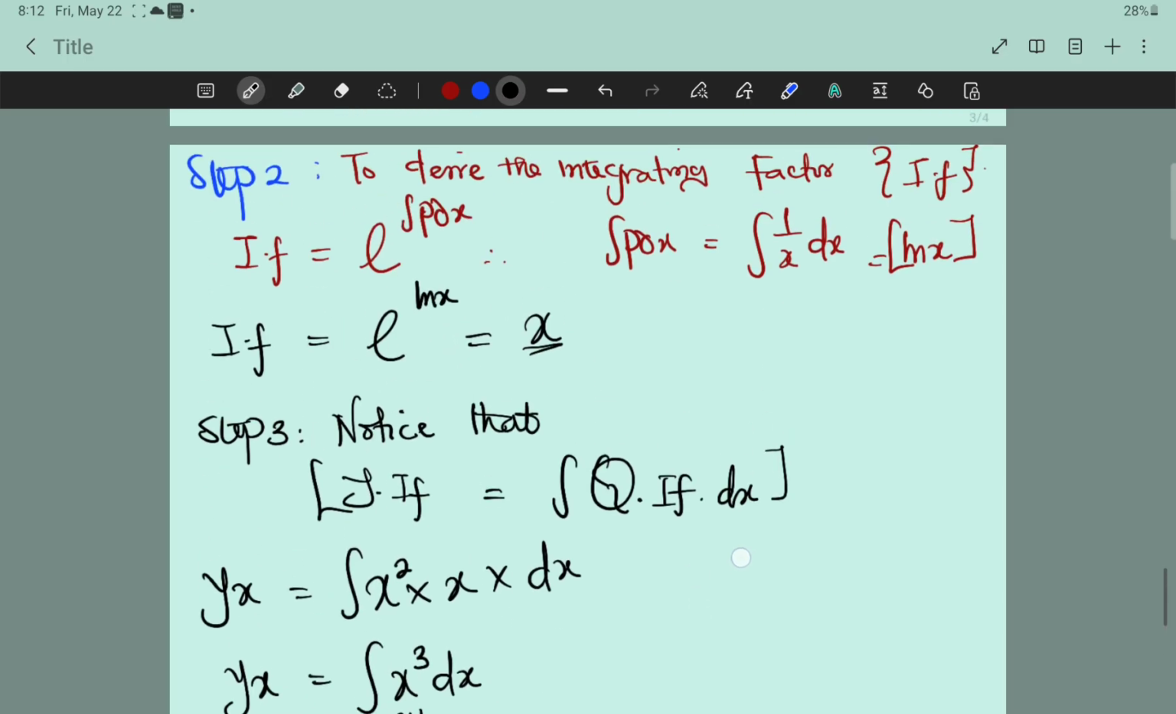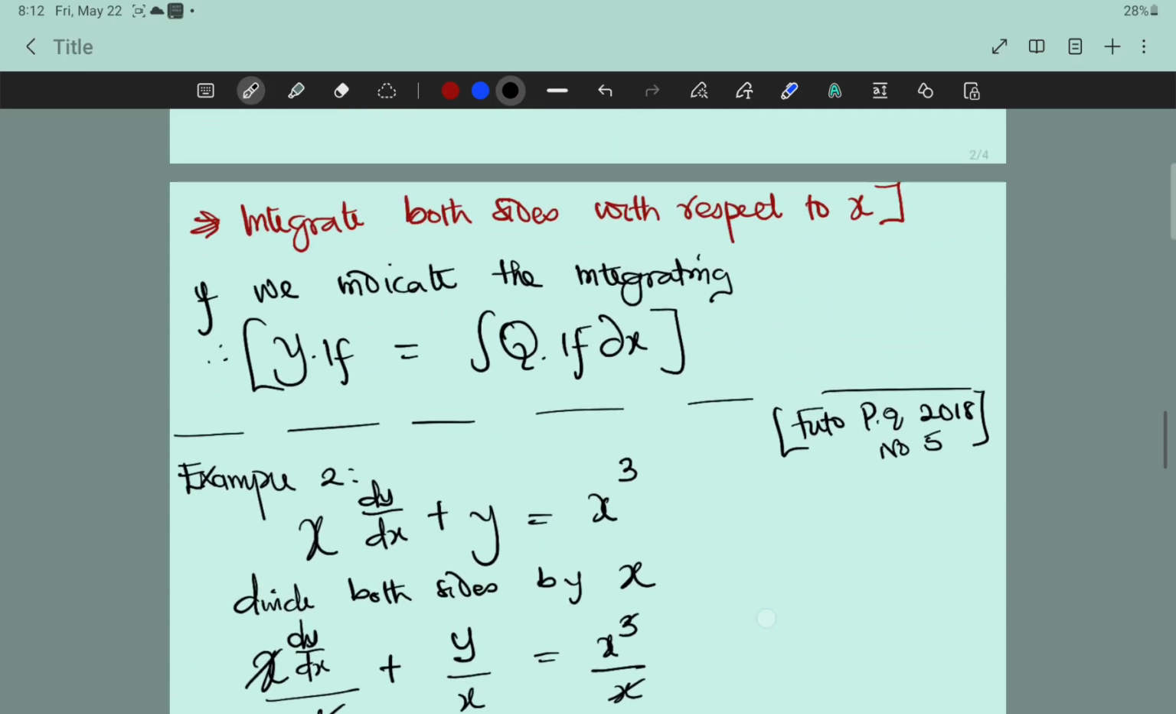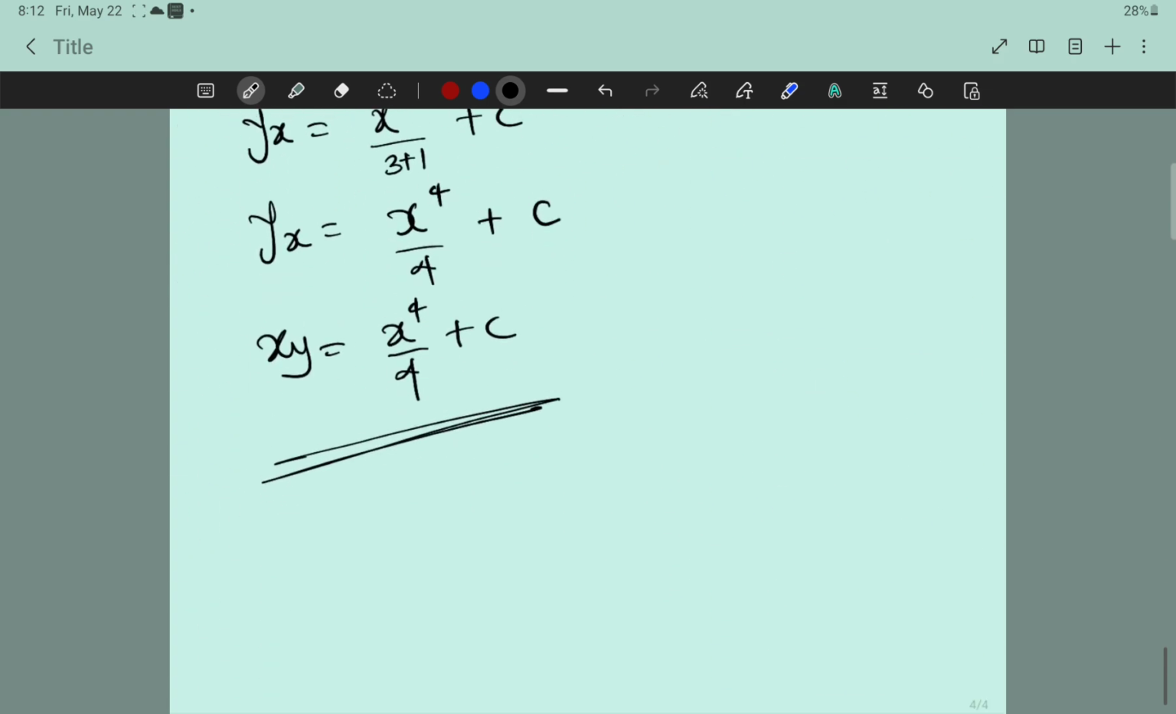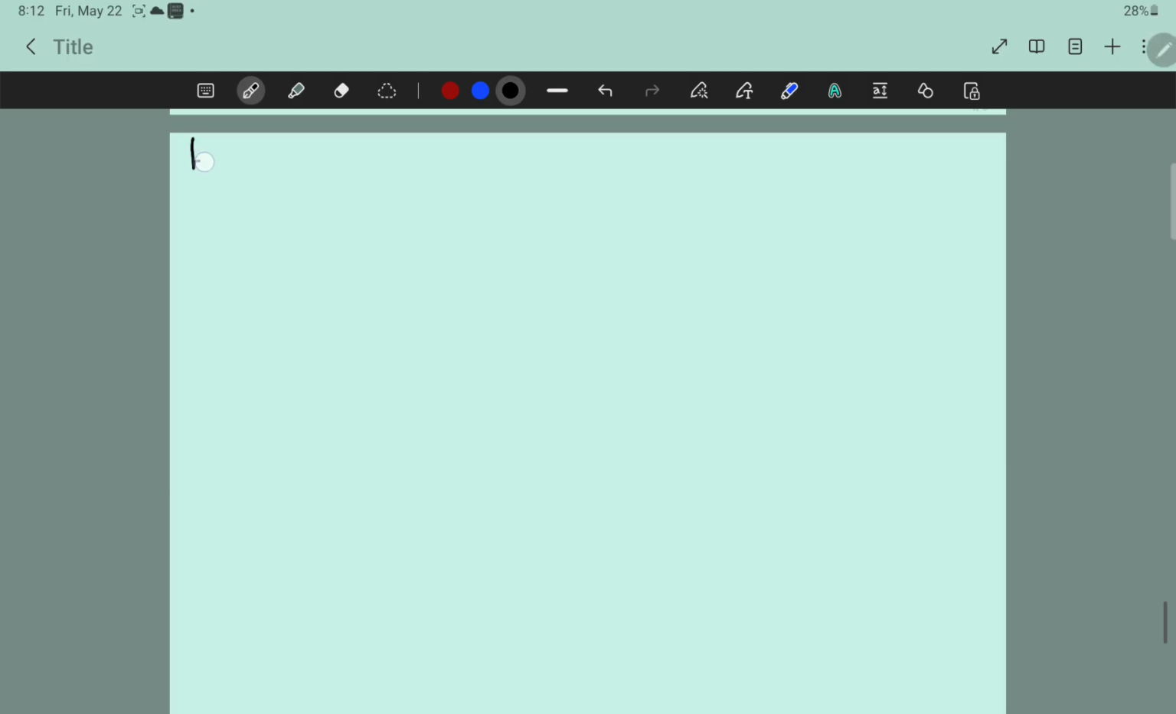Should we? We are in example 2. Example 3. Let's go to example 3 quickly. Example 3 says solve dy over dx plus y cot x is equal to cos x. All right, sorry for the intrusion. Back to our question: dy over dx plus y cot x is equal to cos x.